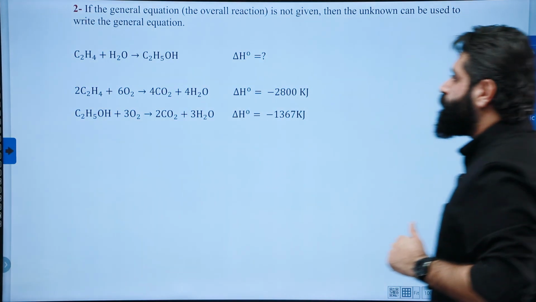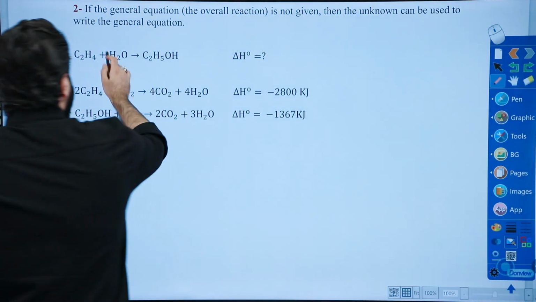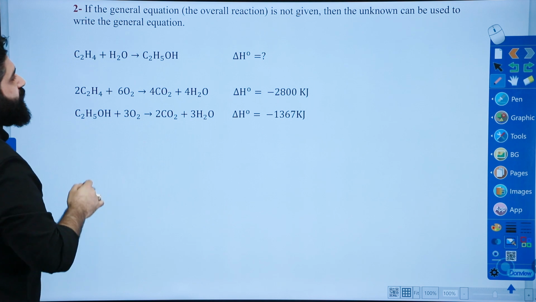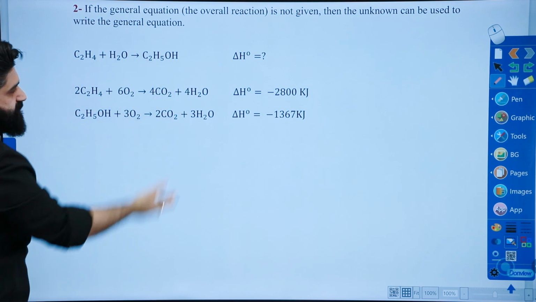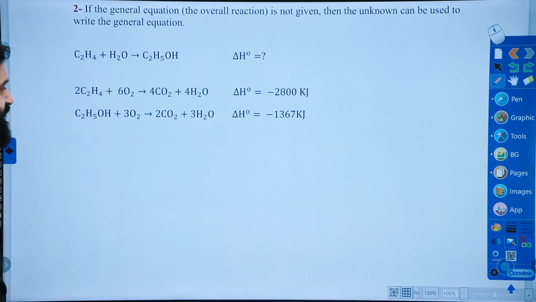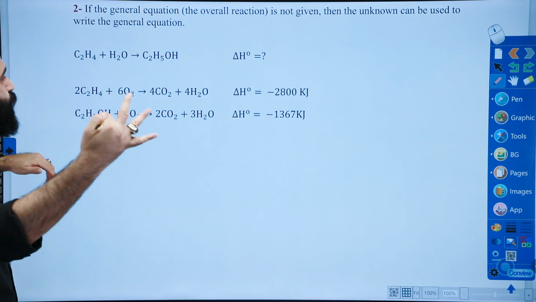Example, look. Find the enthalpy for the following reaction using the following data. Very well. As you can see, we have three equations, 1, 2, 3.